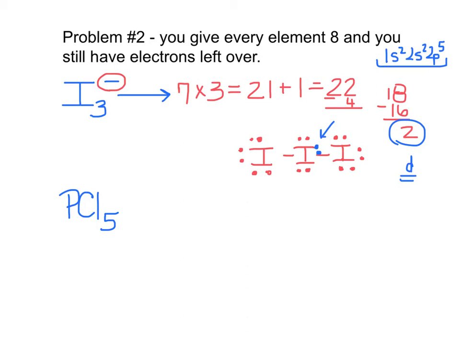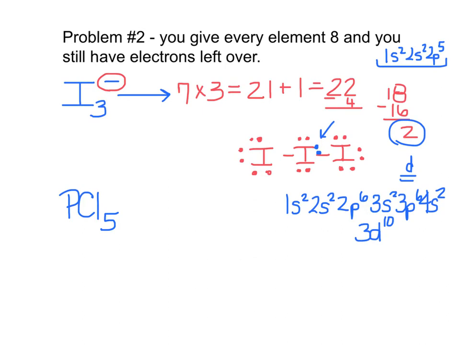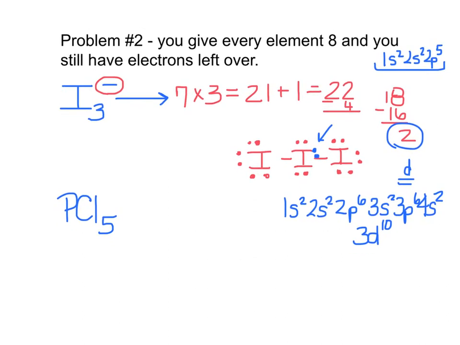Iodine, on the other hand, is much further down. It's actually 1s2, 2s2, 2p6, 3s2, 3p6, 4s2, 3d10, and then it continues, 4p6, and then 5s2, 4d10, 5p5. Now, this is actually iodine.